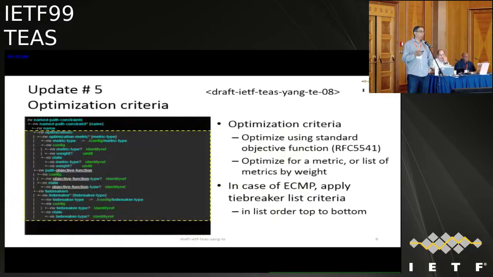The other config is optimization criteria. It's very similar to the one from RFC 5541. It can be one metric or a list of metrics with a weight. And there are also tiebreakers. It's an ordered list from top to bottom. In case two paths are the same, we have defined tiebreakers as well.